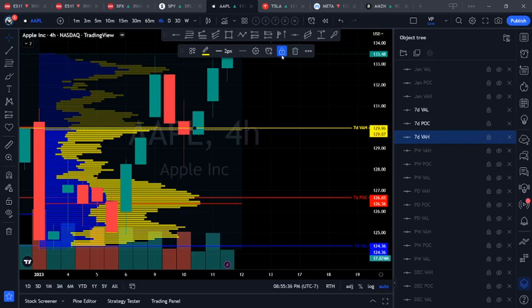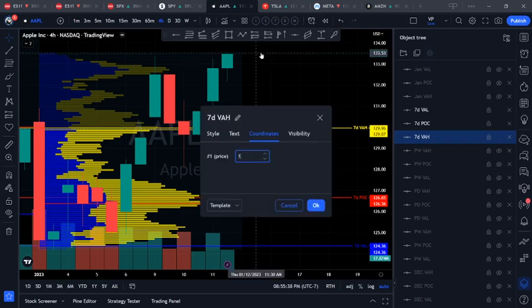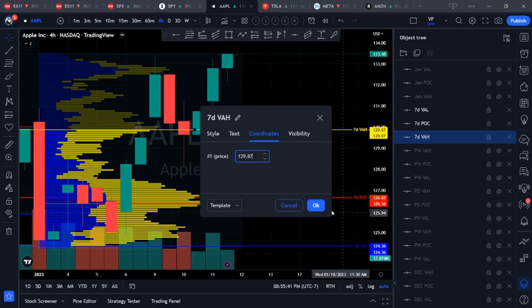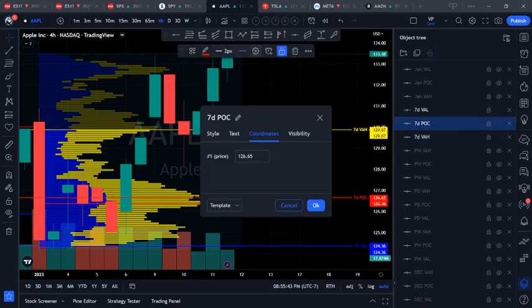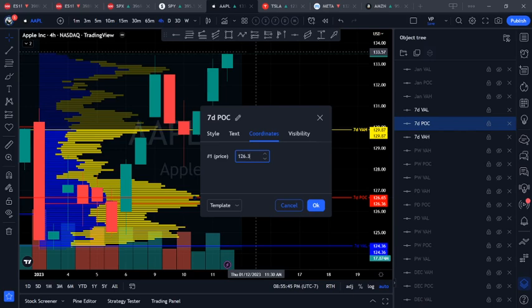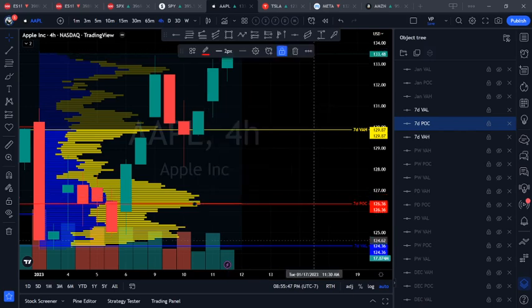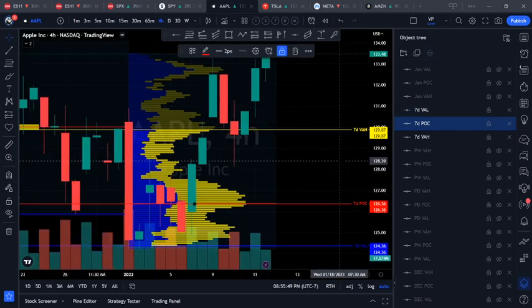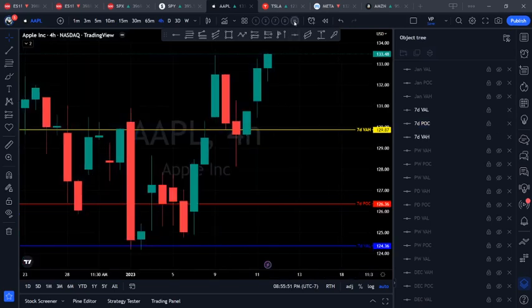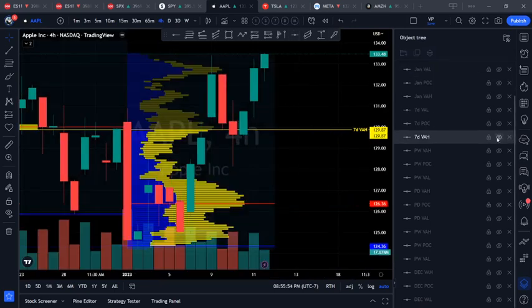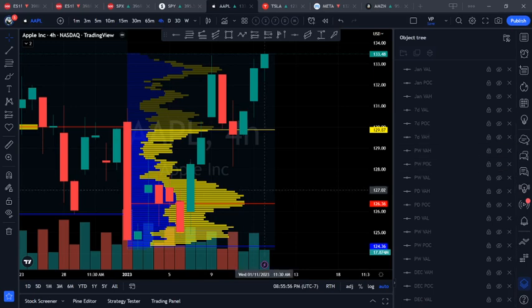All right, we're doing 129.87 for value area high on the weekly, 126.36 for the POC, and value area low didn't change, which was perfect. Go to the monthly levels.